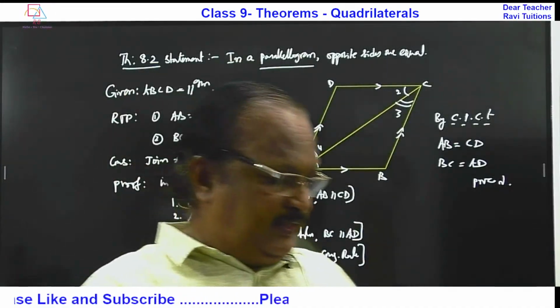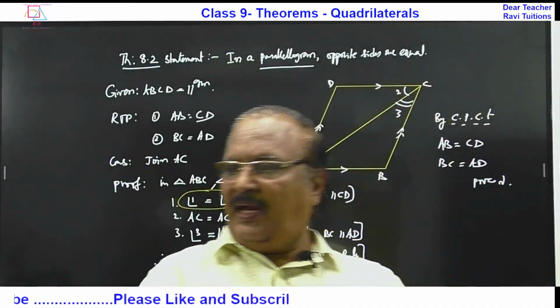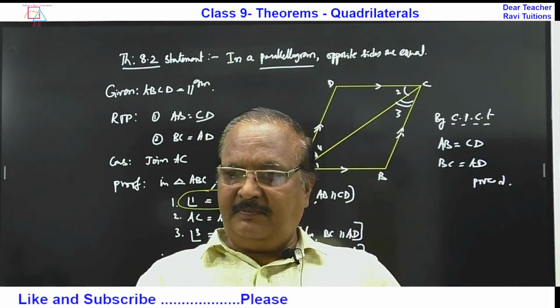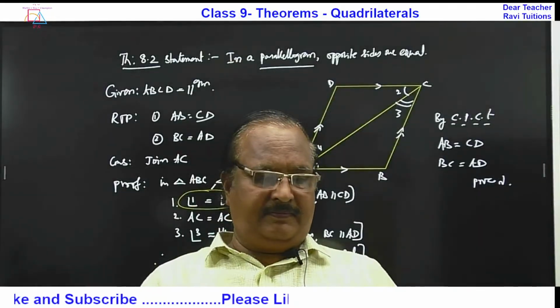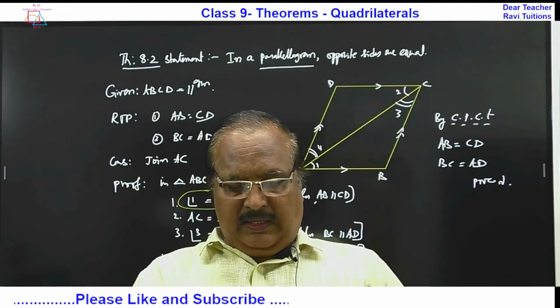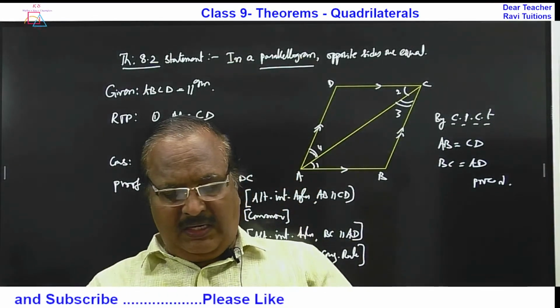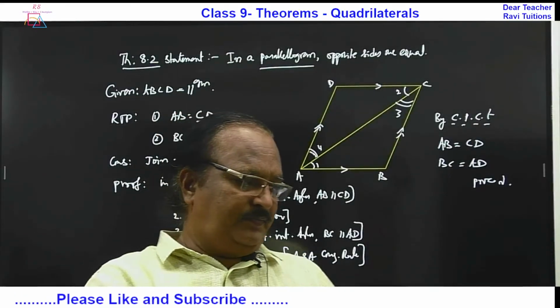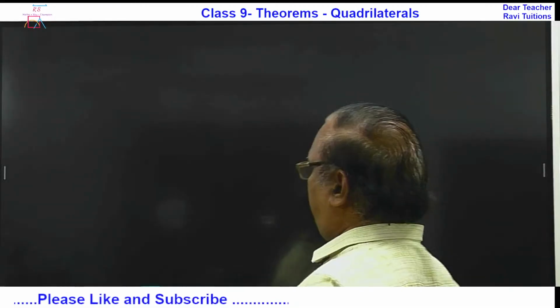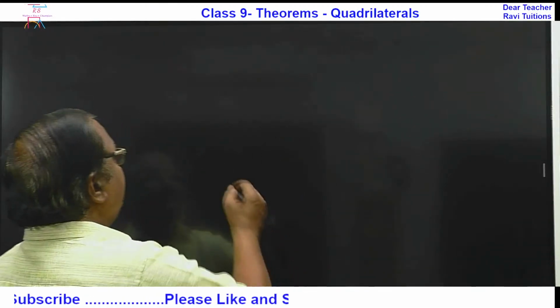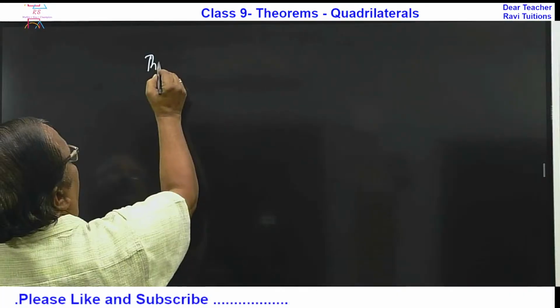So this is a second theorem. Let us go to one more theorem. Theorem 8.3: if each pair of opposite sides are equal, then it is a parallelogram. So that means it is the converse of this theorem. Theorem number 8.3.